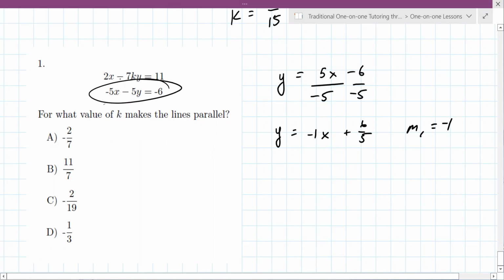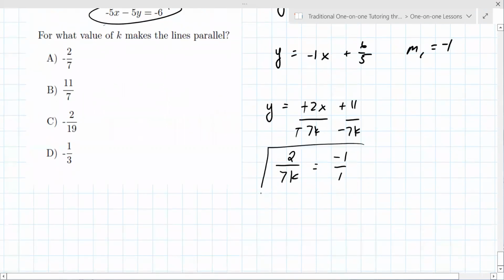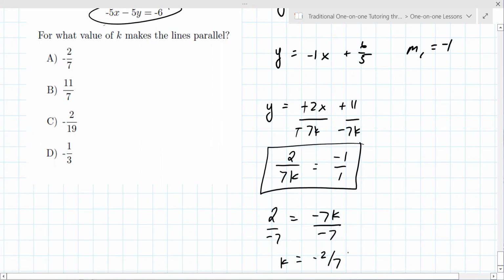For the second one, you get y equals -2x plus 11, and you divide it by -7k, and the negatives cancel. So it's 2 over 7k equals -1 over 1. If you got this far, you would then cross multiply. 2 equals -7k, divide both sides by -7, and k equals -2 over 7. Okay, that makes sense.